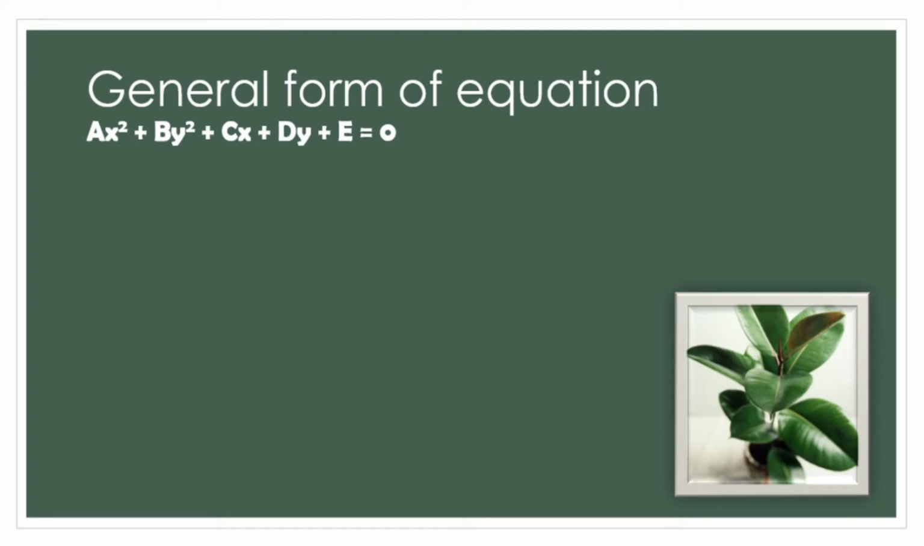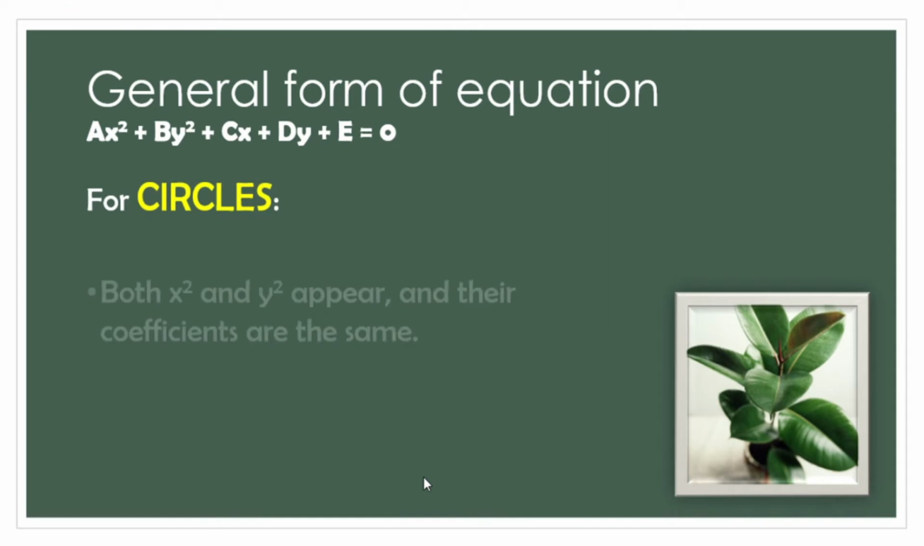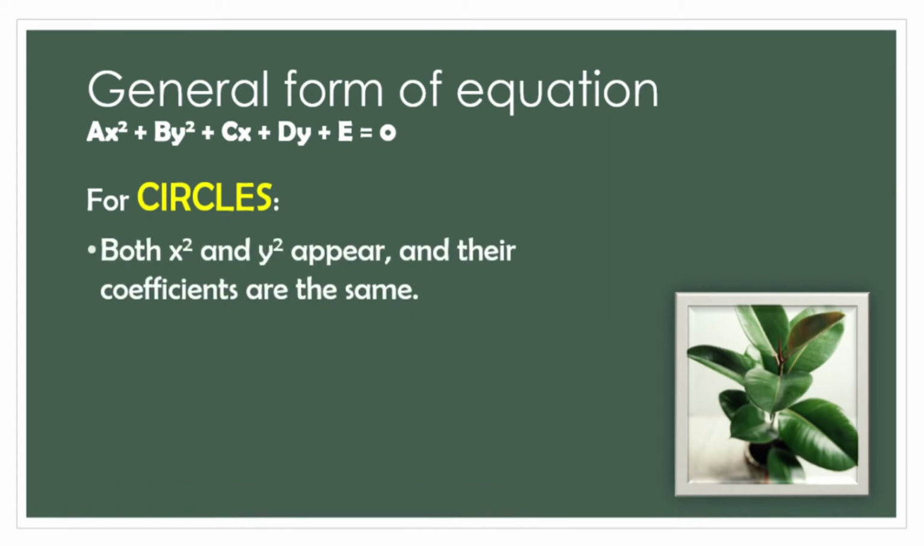So let's start with the first conic section, the circle. Kapag circle, both x squared and y squared appear and their coefficients are the same. They also have the same sign. So, for example, you have here ax squared plus ay squared plus cx plus dy plus e is equal to 0. So, you can see here, both of the coefficients of x squared and y squared are the same.